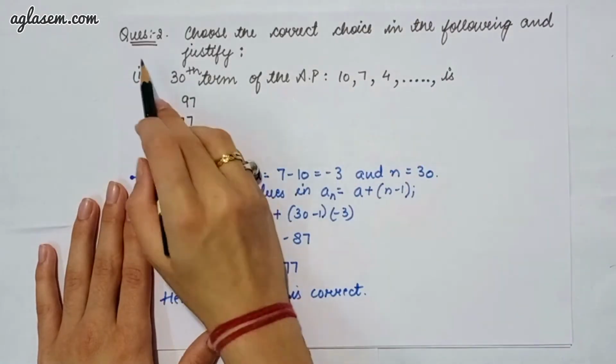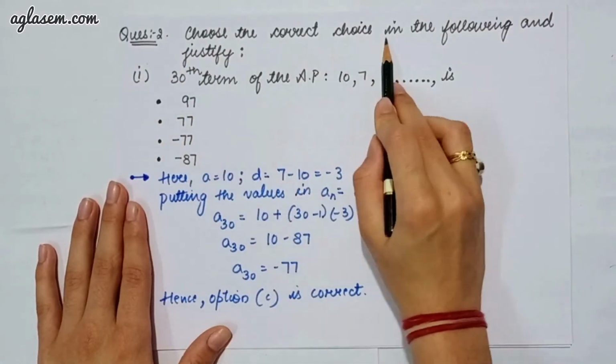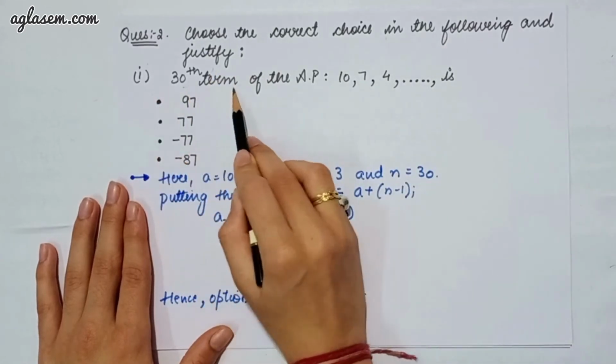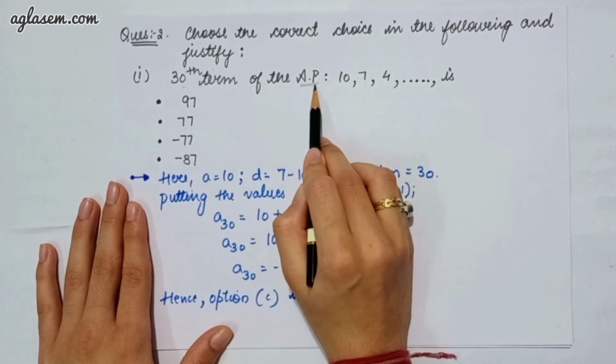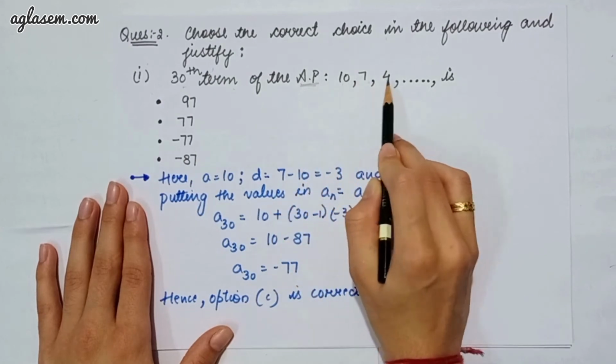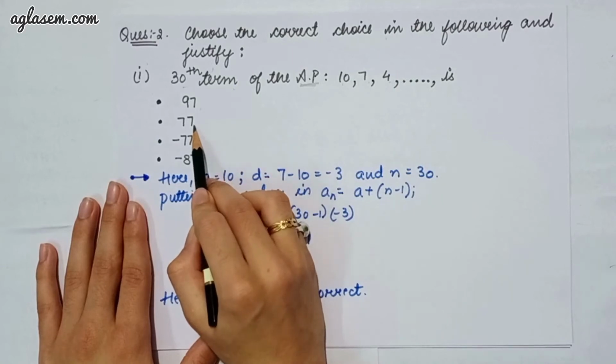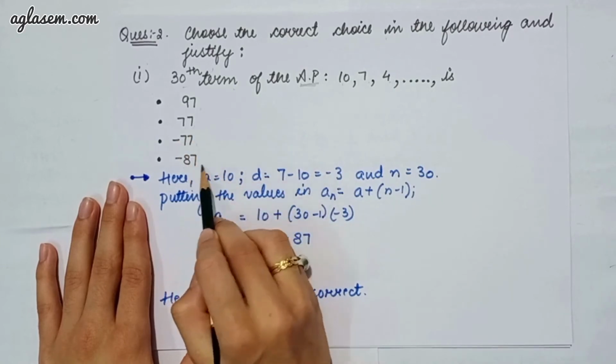Moving to our question number 2, which says choose the correct choice in the following and justify. The first part says the 30th term of the AP, that is arithmetic progression, 10, 7, 4 and so on, is 97 or 77 or minus 77 or minus 87.